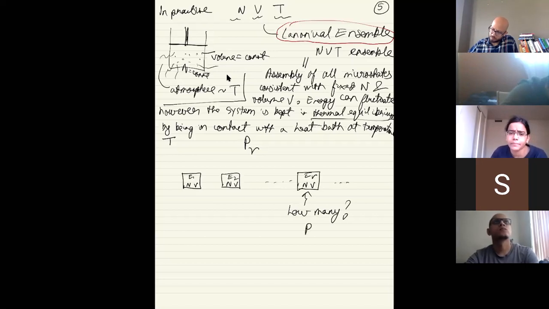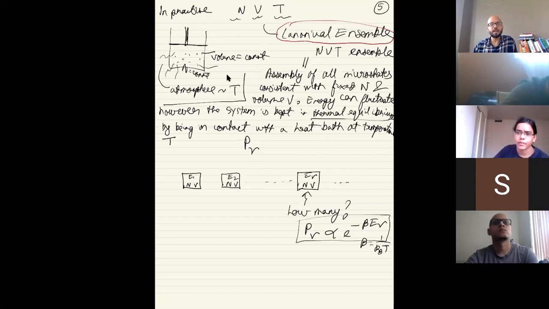The answer is that P nu is proportional to e to the power minus beta E nu, where beta is equal to 1 over Boltzmann constant multiplied by temperature. This is the probability for a canonical ensemble. And that's what we are going to derive in today's class and next class. How do we do that? How do we proceed with this?